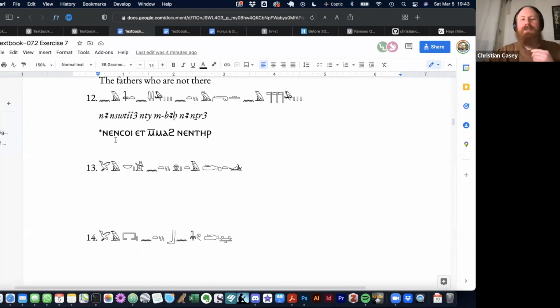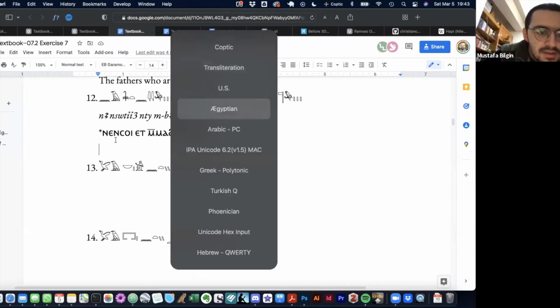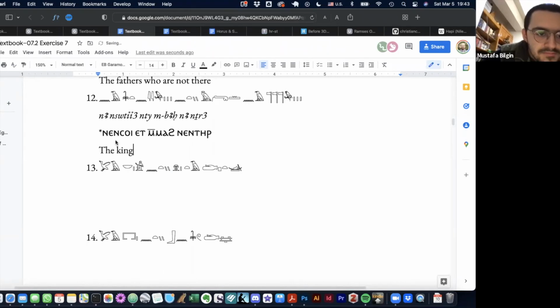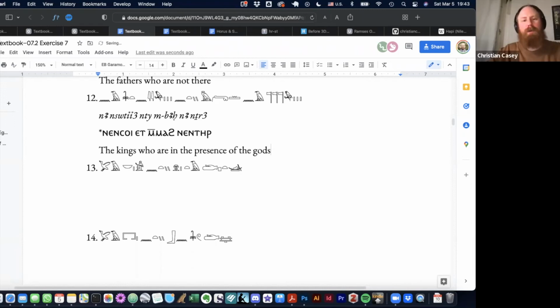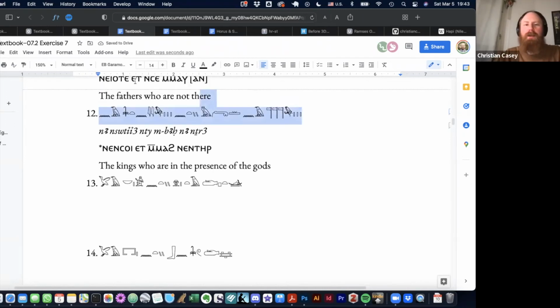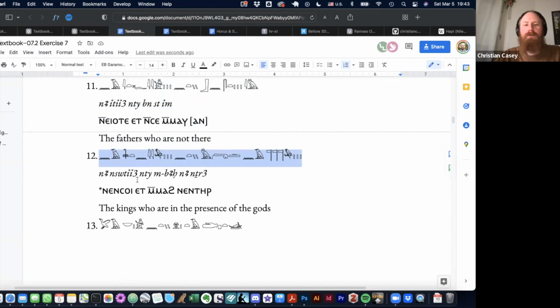Okay. What does this sentence mean, Mustafa? Yeah, kings, the kings who are in the presence of the gods. Yeah, kings who are in the presence of the gods. I mean, this is a cool sentence. I'm kind of proud of this one.